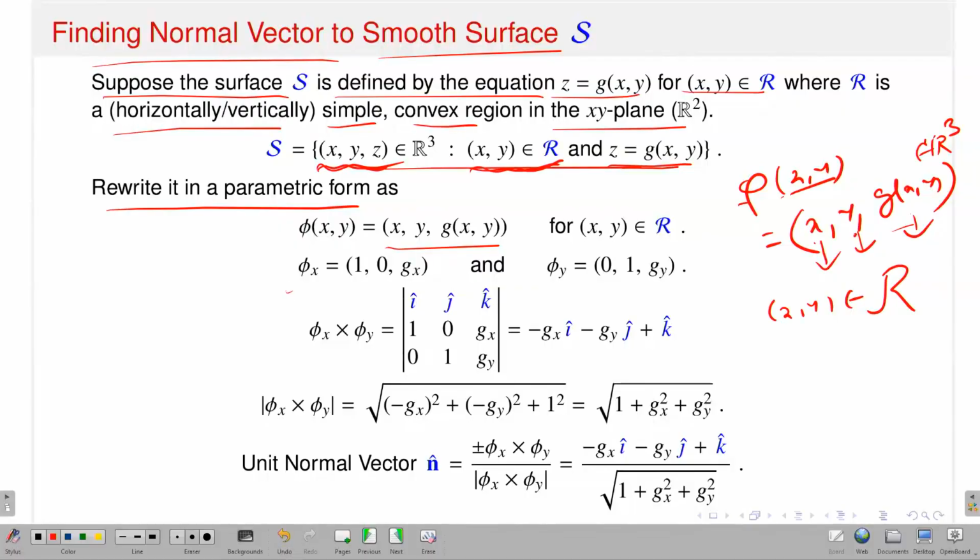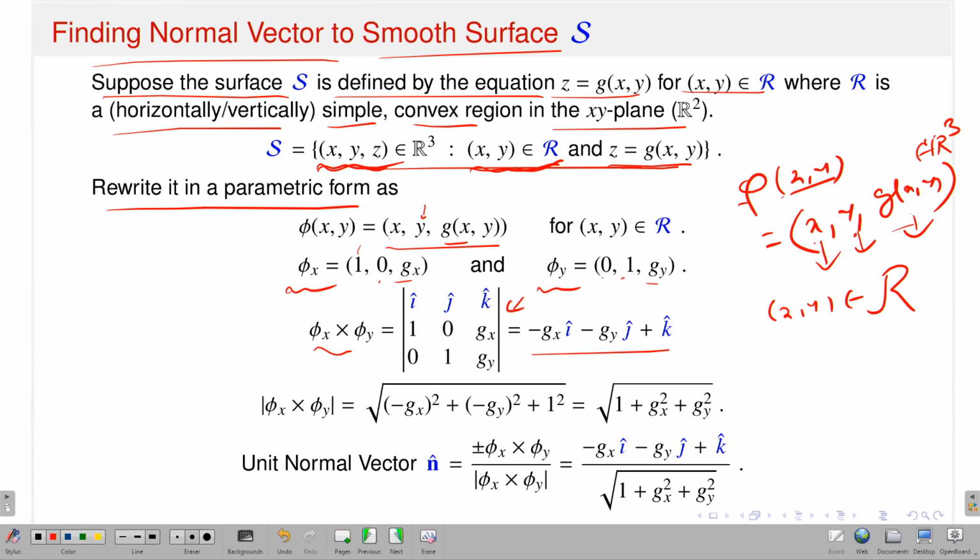Once I know my first, second and third components, what you have to do is just calculate phi x and phi y. You just take the partial derivative with respect to the x variable of each component. So, the first one will give you 1, the second one is 0, because y is there, and the partial derivative with respect to x of g is del g del x. And what about phi y? Same thing. If I take the partial derivative with respect to y, the first component will give you 0, the second component will give you 1, and the third component g y. So, I have the expression of phi x and of phi y; you just take the cross product. If I take the cross product, this is the corresponding formula, and you end up with this corresponding vector.